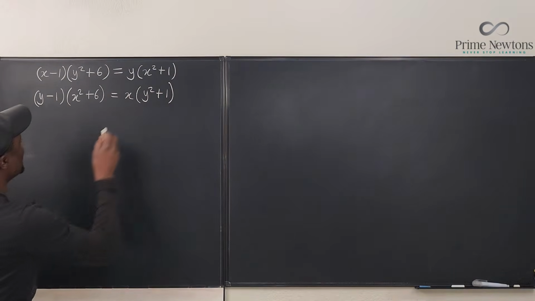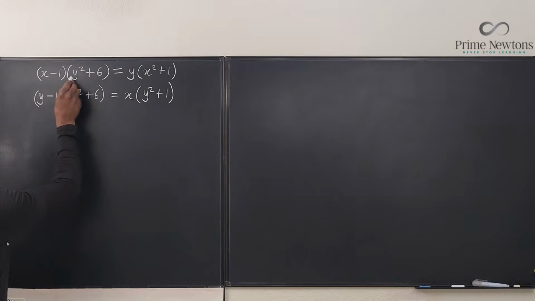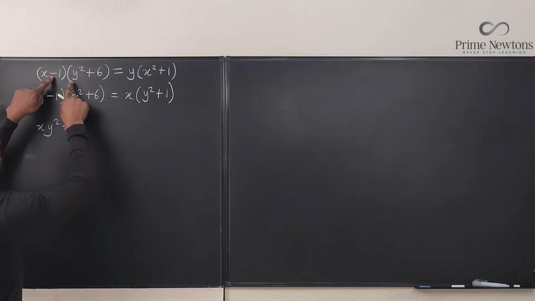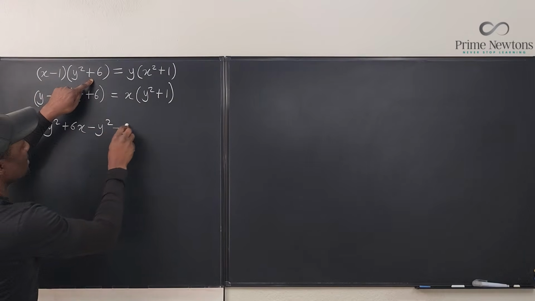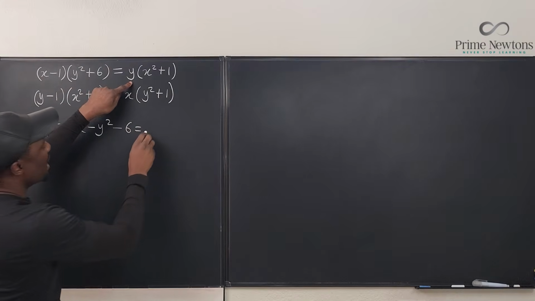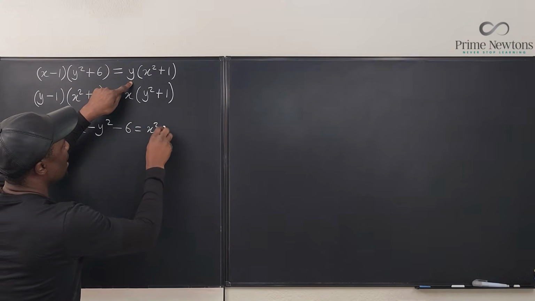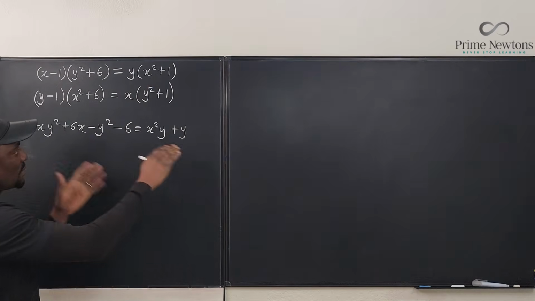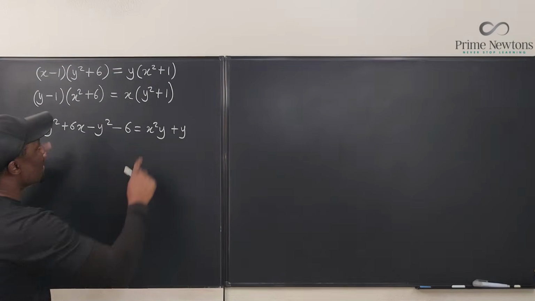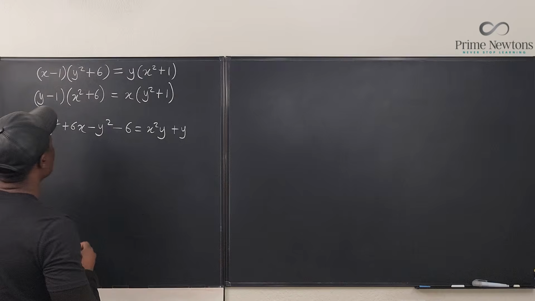If we look at the first one, we have xy squared plus 6x. And then we multiply this, it's going to be minus y squared minus 6. Here we're going to have x squared y plus y. Okay, so we have the first part taken care of. Let's do the second one.